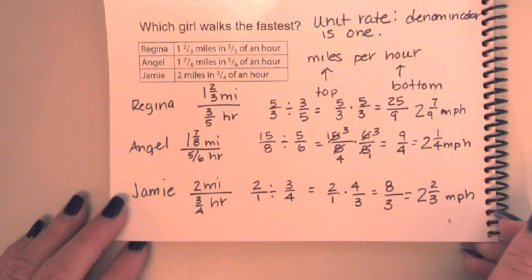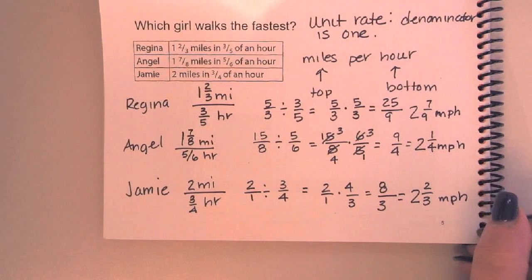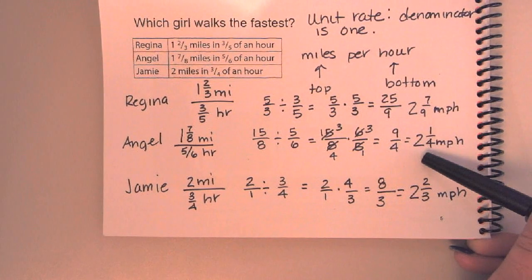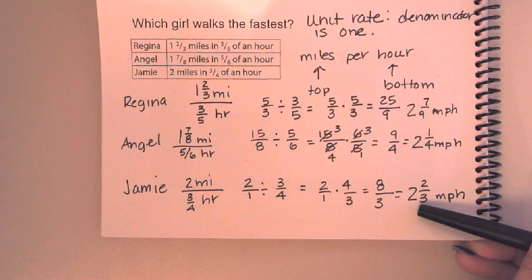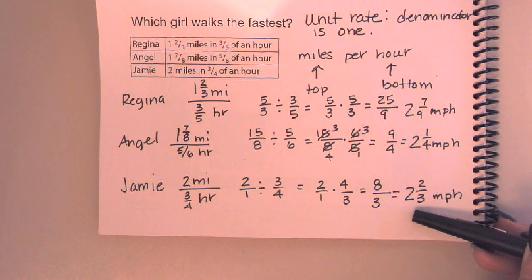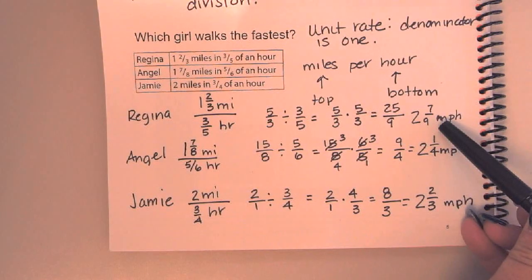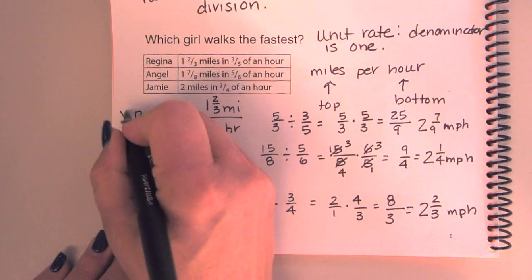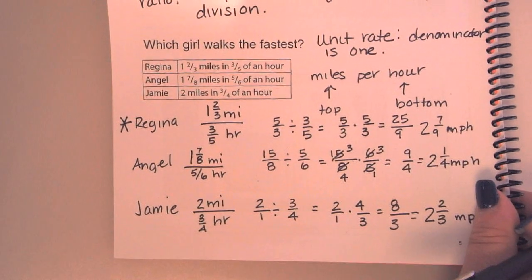Miles per hour. So we want to know who went the fastest. Well, 1/4 is definitely the slowest. If I turn 2/3 into ninths, that would be times 3, 6/9. So 7/9 is a little more than 6/9. So Regina walked the fastest.